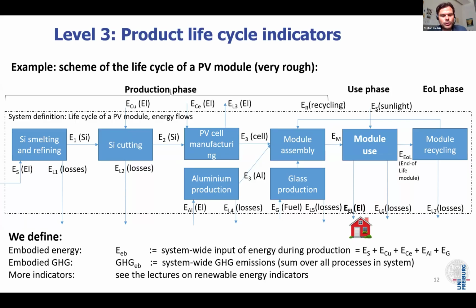It's not a complete product system, but just some production processes. There's the use phase and the recycling processes. And then we can define the embodied energy as all the energy flows entering the product system, and the greenhouse gas emissions, all the greenhouse gases leaving the different steps of the process for the system, and so on, really showing the whole supply chain scope.